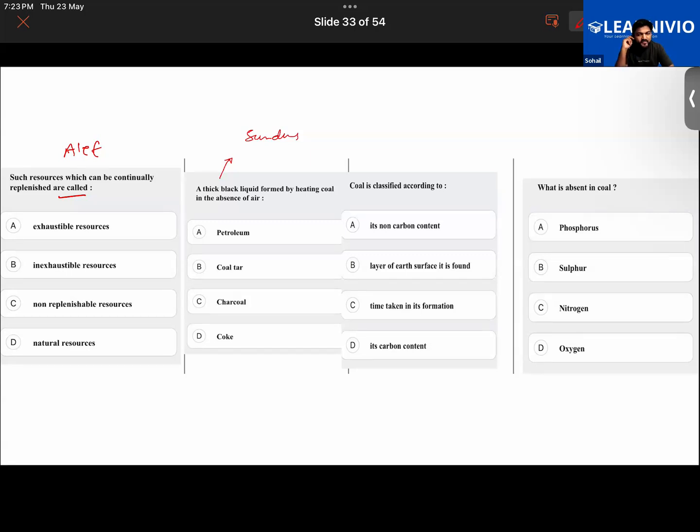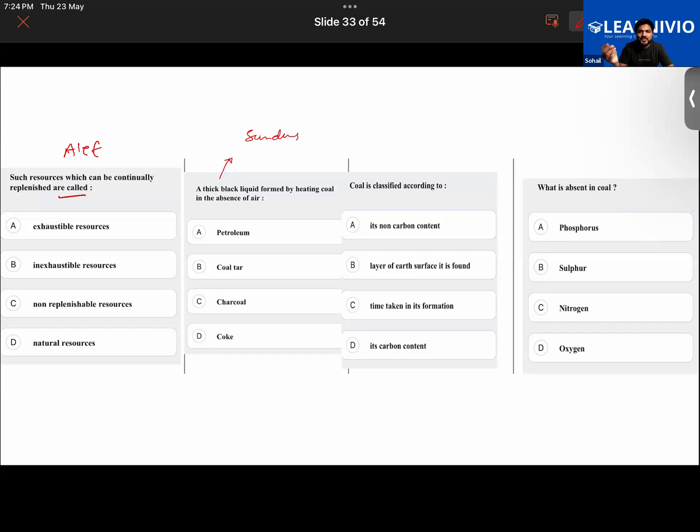See, you are getting confused in this. Others, answer this one. Such resources which can be continually replenished, what do we call them as? Yeah, it's inexhaustible. Yes, Chakrika. And who answered this one? Gauri, I believe. Okay, Khadija. Yeah. Good. So we have examples now.